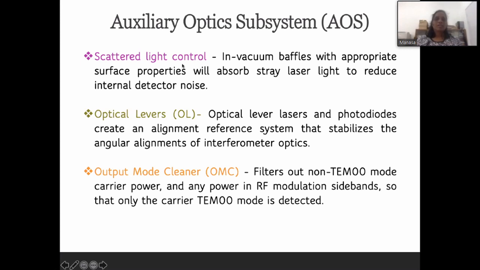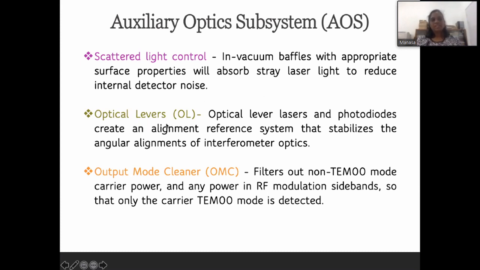So, for example, when we talk about scattered light control, the components that come along with it are the in-vacuum baffles. Whatever you do, there is still some amount of scatter that happens inside the interferometer, and to avoid the stray light interfering with your detector and adding additional noise, we put in vacuum baffles. The material properties of these baffles are such that they can absorb the stray light which is going back into the interferometer and showing up as noise.